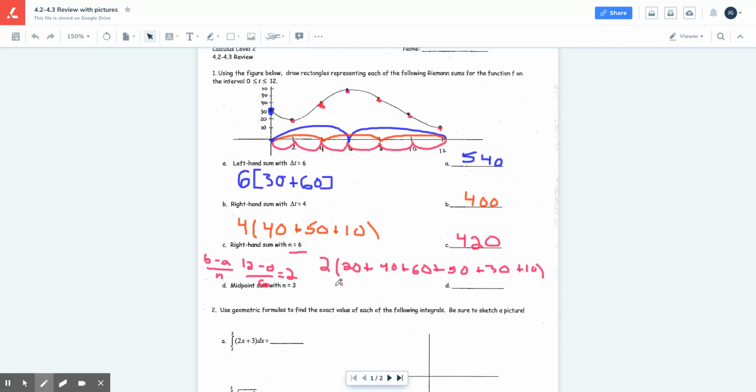All right, now on to D. All right, now for this one, we are given a midpoint sum. Midpoint sum with n equal to 3. So once again, we have to find our delta x. So it's going to be 12 minus 0 again, which is 12. But we do 12 divided by 3, which gives us 4. So it's from 0 to 4, 4 to 8, 8 to 12.